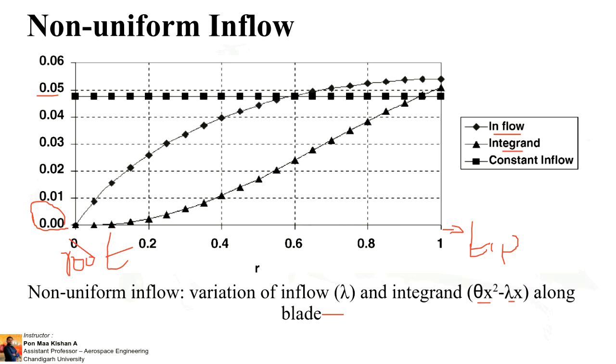If you see the integrand curve, it is given over here. Without pitch angle change, the induced flow will be like this. With the integrand, it will be nearly linear. It will be like a parabola if we don't have the integrand. I hope you can understand that.